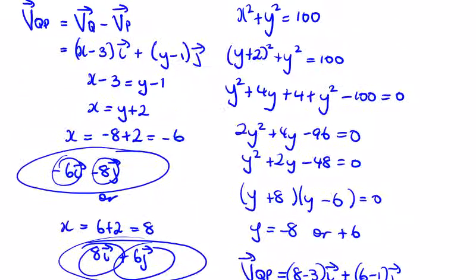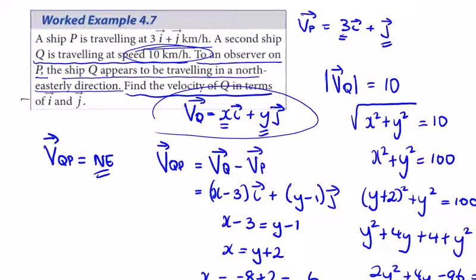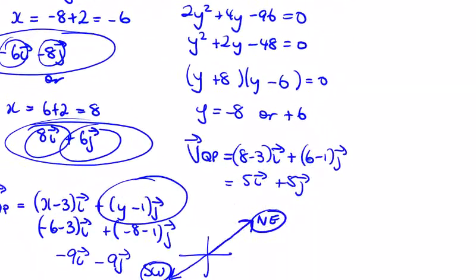So what did they tell us in the question? It appears to be traveling northeast. So it can't be the first one, so this is the correct solution here, this one here. That would give this value here for Q.